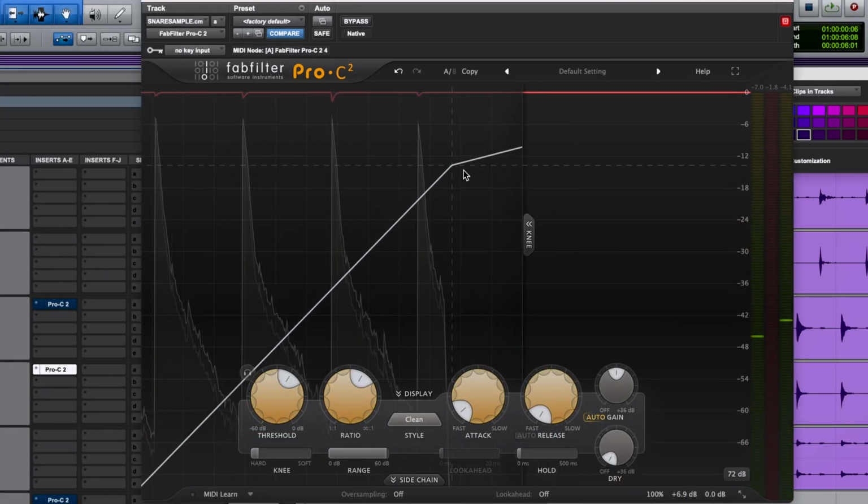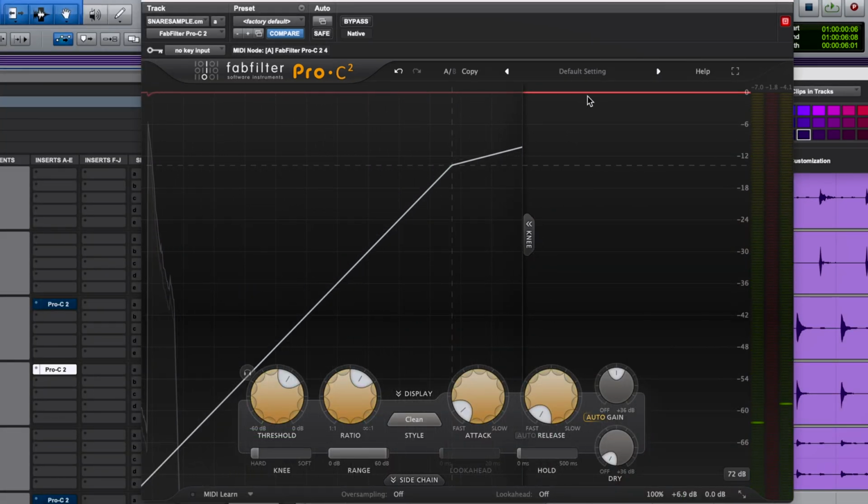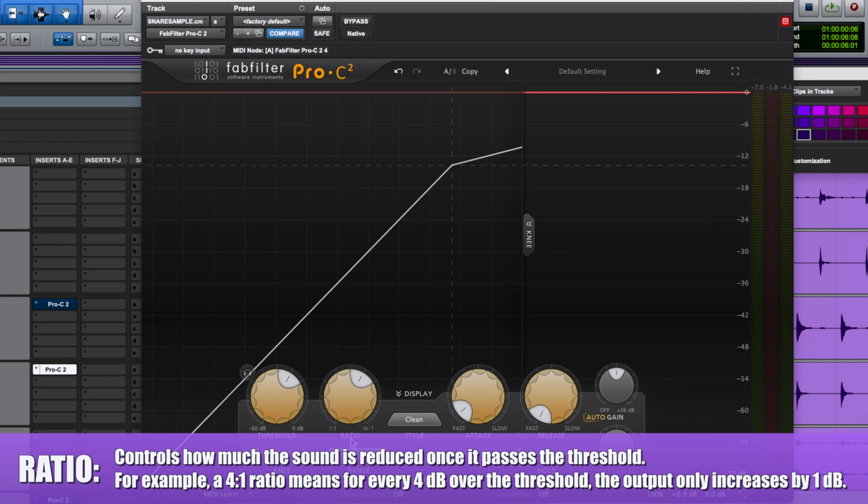So we have it in a range now where we could see that red line at the top ducking a little bit, letting us know that the compressor is compressing. Let's move on now to the ratio. When we're talking about ratios, some of the most common ones are 2-to-1, 4-to-1, 10-to-1.